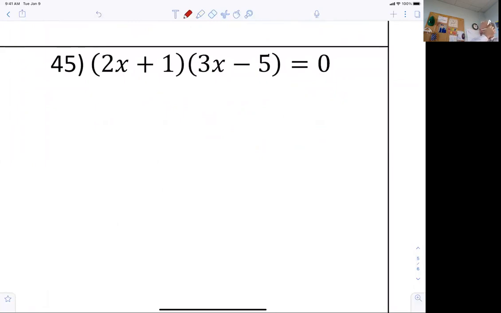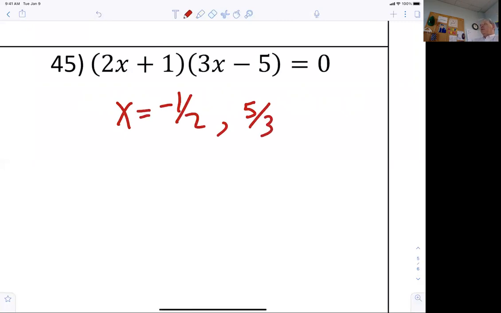Oh, this is hard, Lucas. What are we thinking here? That is not an answer. What is the answer? The answer is negative 1/2, comma, 5/3. Brilliant. Negative 1/2 and 5/3.